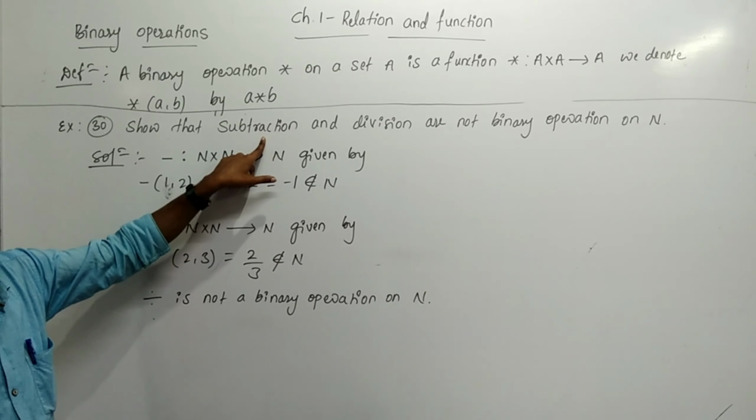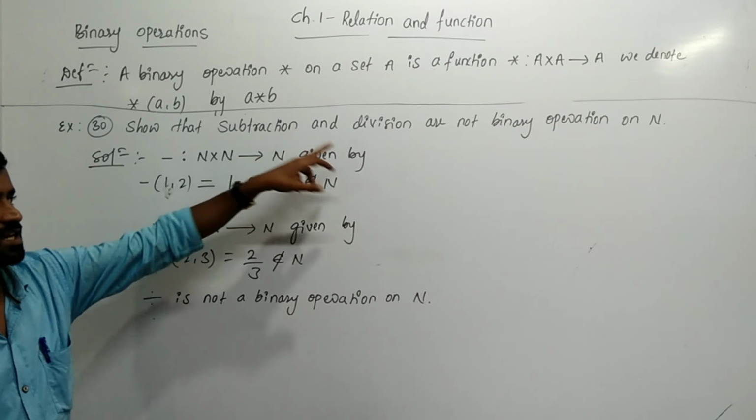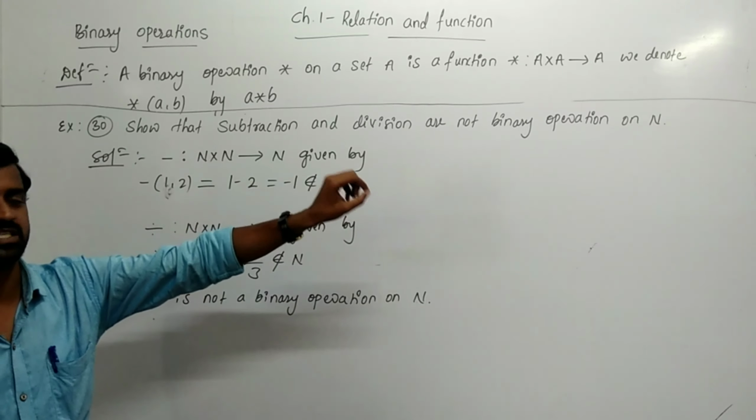Show that, this is an example, we have to prove it. Show that subtraction and division are not binary operations on natural numbers.